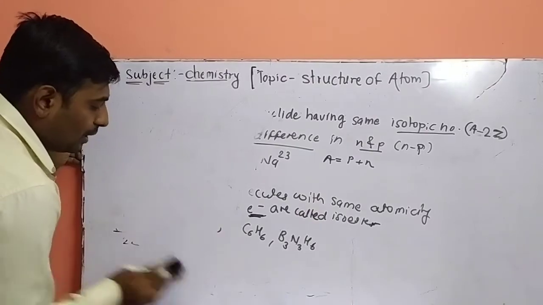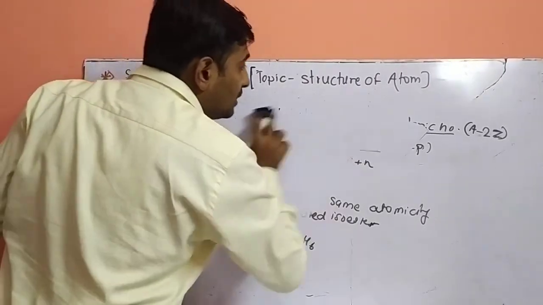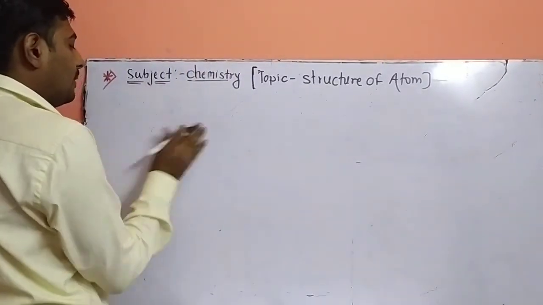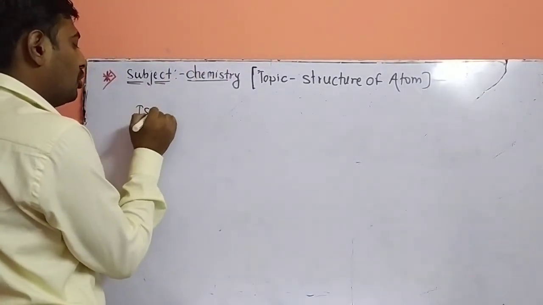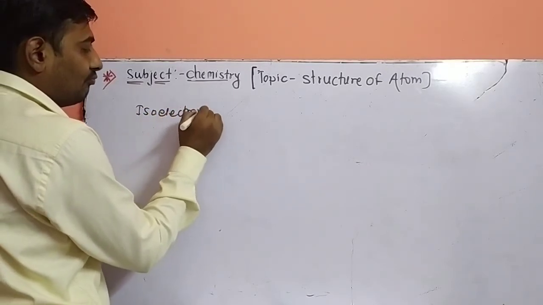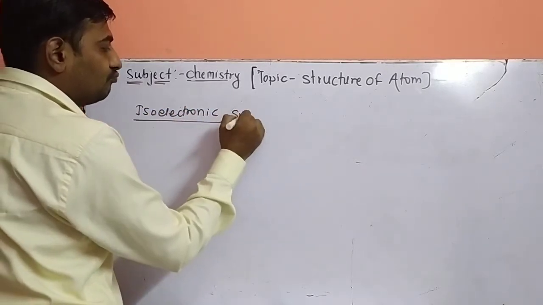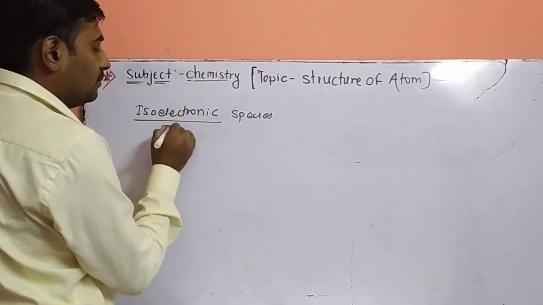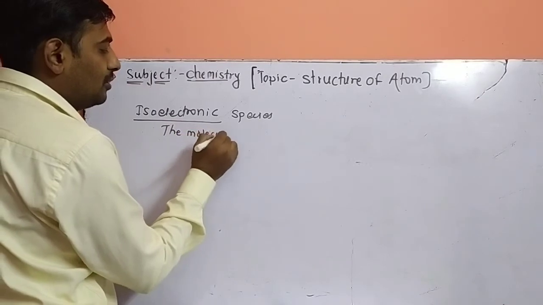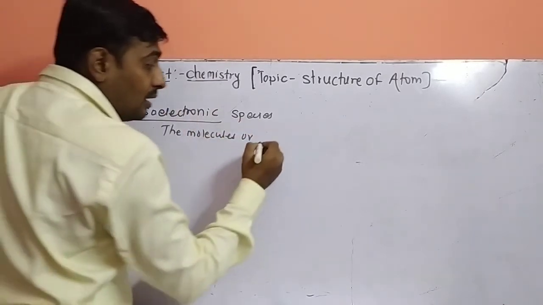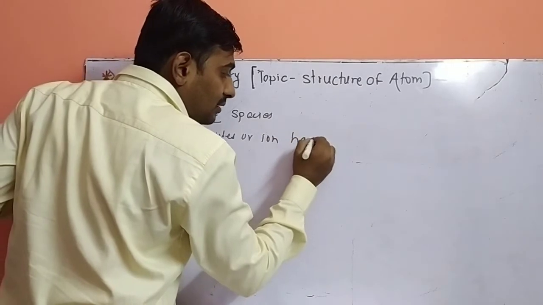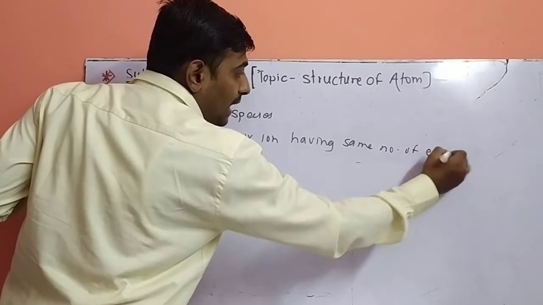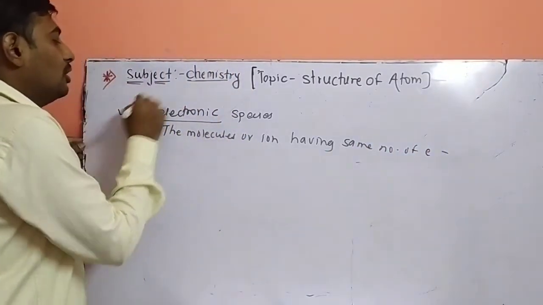Next to this, isoelectronic species. So what are isoelectronic species? Molecules or ions having the same number of electrons are called isoelectronic species.